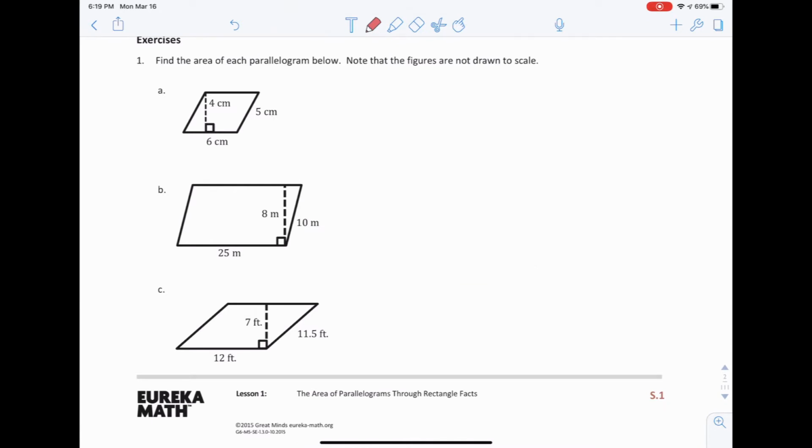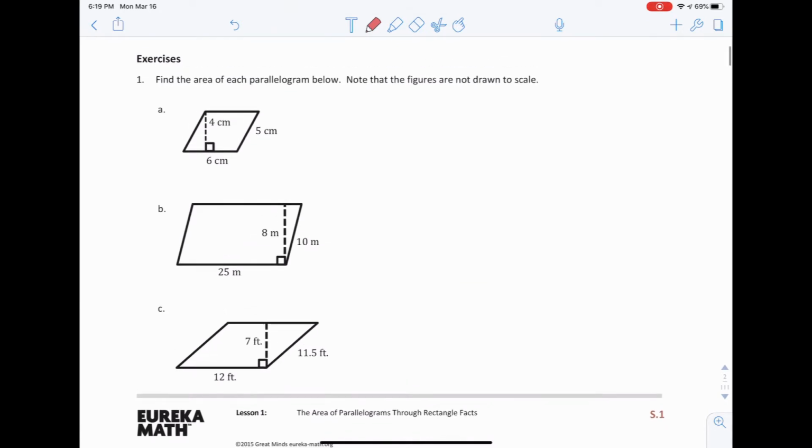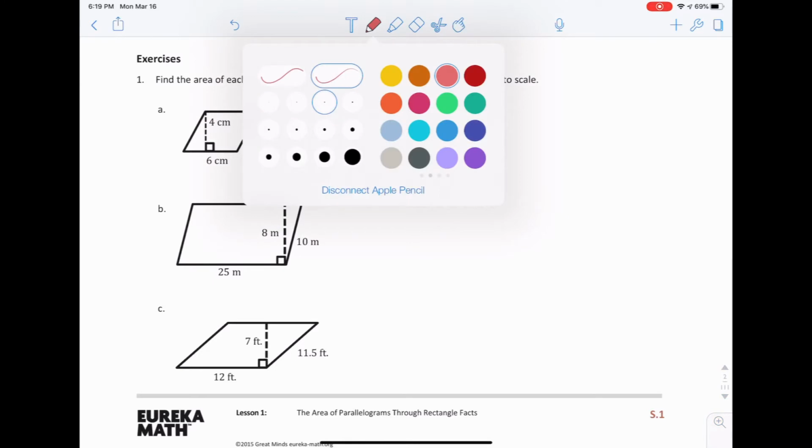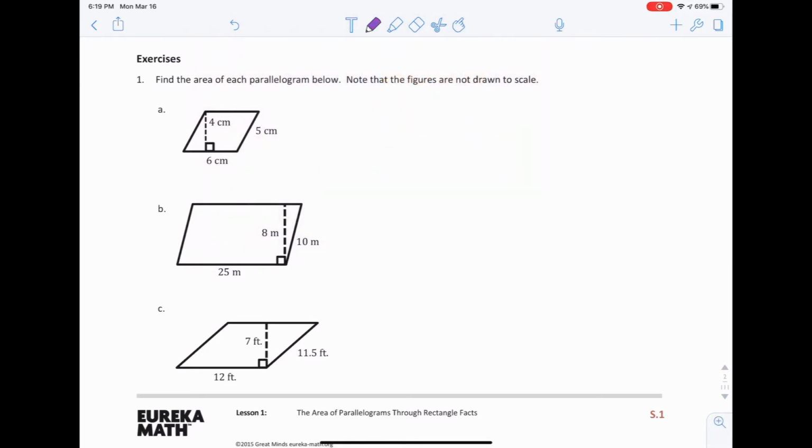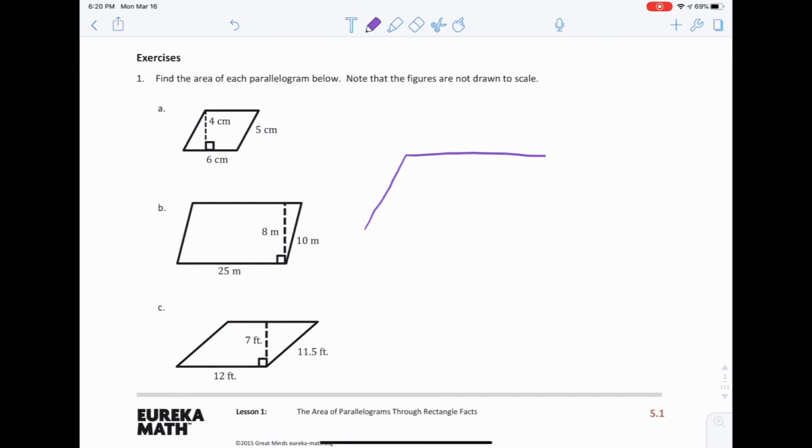All right, well, here I am on the next section. This is the exercise page on page 1. Find the area of each parallelogram below. Note that the figures are not drawn to scale. So what's interesting about a parallelogram, and I really want to highlight this fact, that parallelograms, I mentioned already, are basically like a rectangle that's been turned on its side.